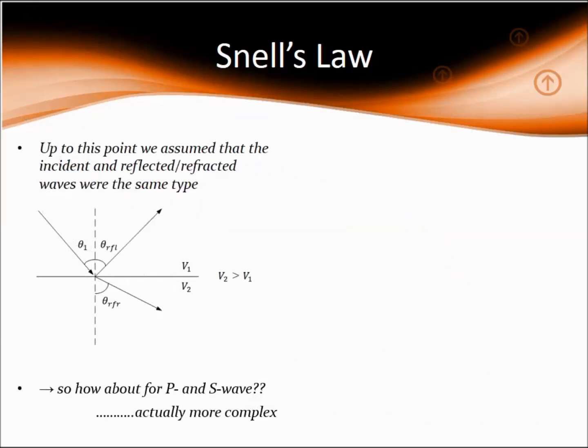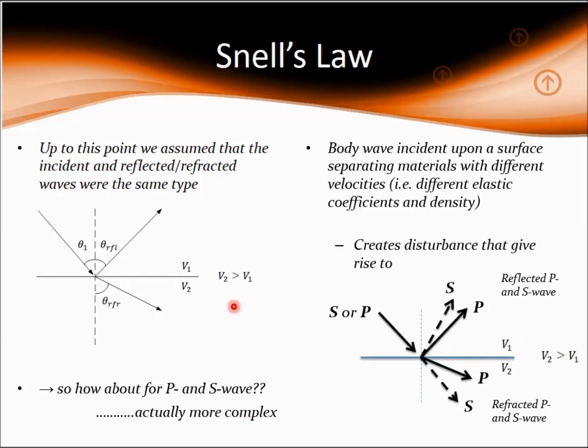As far as the incident and the reflected or refracted wave are concerned, we only consider the ray that hits the layer of V1 at the incident angle and results in a reflected and a refracted ray of the same type of wave, which is a P wave. Let's say the P wave strikes at this point, it will produce a reflected P wave ray and a refracted P wave. So the question is, how about when the S wave strikes the layer? Will the S wave only generate a reflected S wave and a refracted S wave?